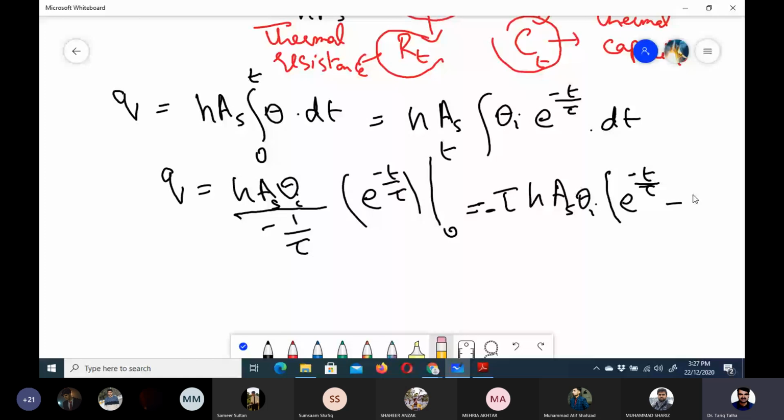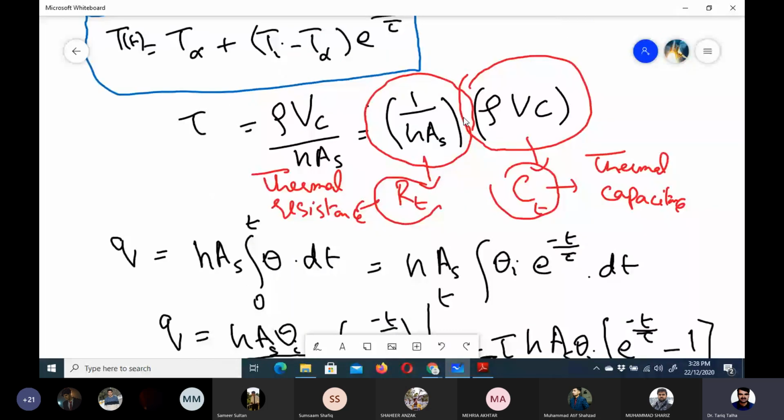Right? So we have got minus in the beginning, so we can write Q is equal to, now what is the value of tau? We can just put that value of tau. What is the value of tau here? If we go back, tau is equal to R C, which is equal to rho V C upon h A.